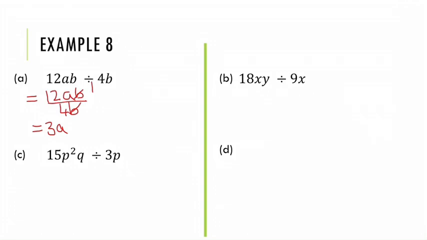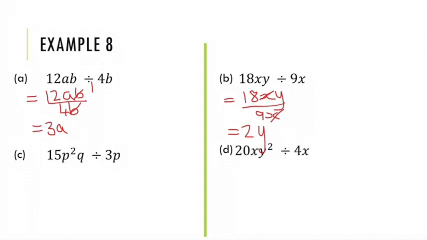In part B, I've got 18xy divided by 9x. 18 divided by 9 is 2. X divided by x leaves me with 1. Y doesn't have another y to divide it, so the y is still there. 2y is my answer.